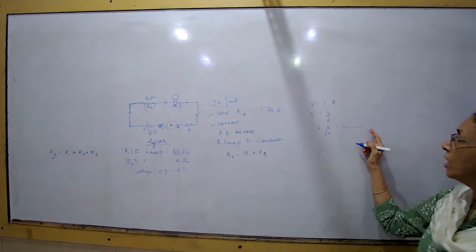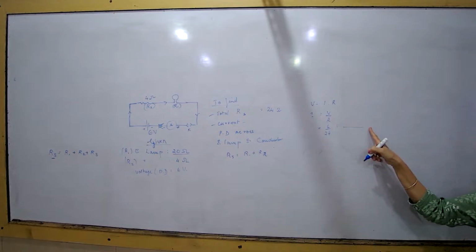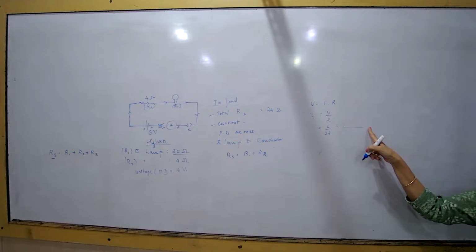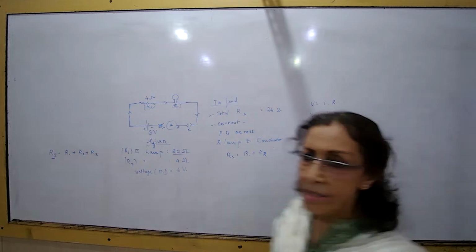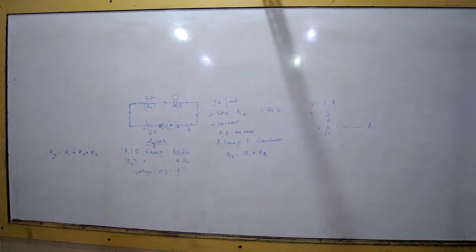What will be the unit for I? Ampere. Correct, because I is current and therefore the unit will be ampere. So how much is that? 1/4, 0.25. Correct. So it's 0.25 ampere. So we have found out the current.